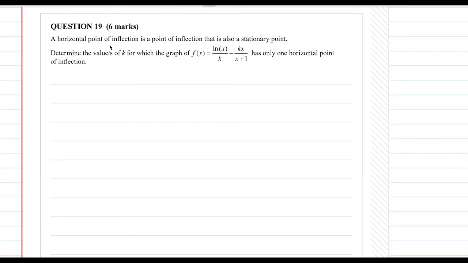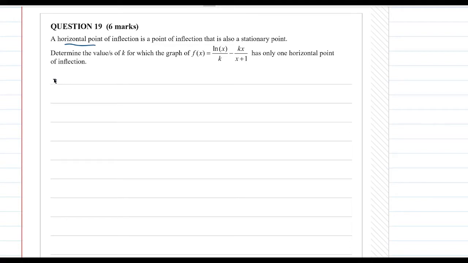Hi guys, in this video we'll answer question 19 of the 2020 external non-calculator short response exam. A horizontal point of inflection is a point of inflection that is also a stationary point. Determine the values of k for which the graph of f of x equals ln x over k minus kx over x plus 1 has only one horizontal point of inflection.